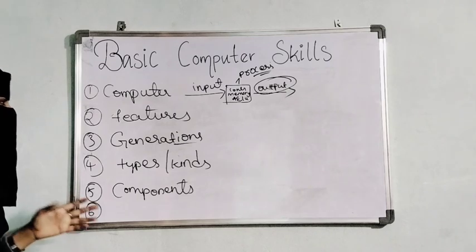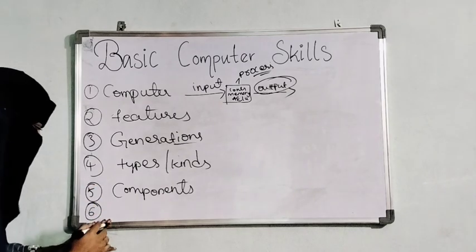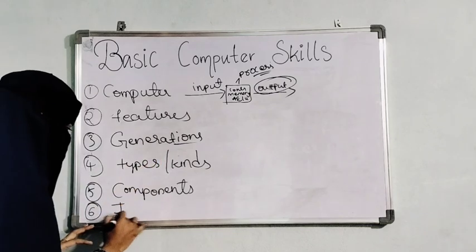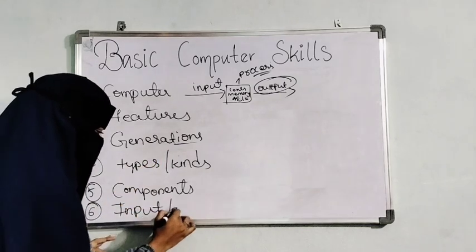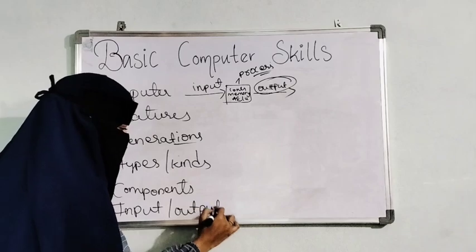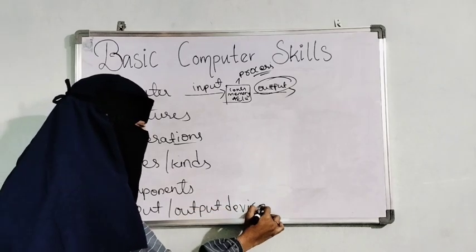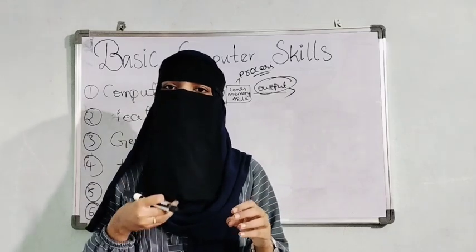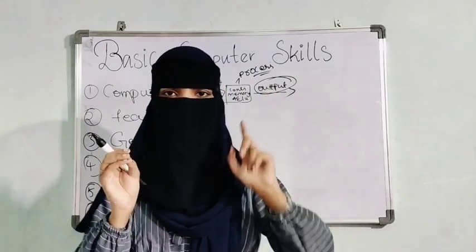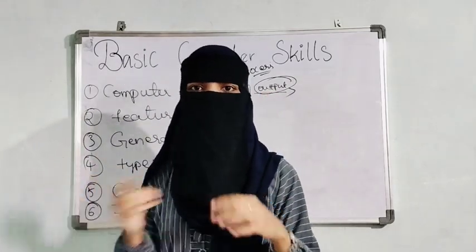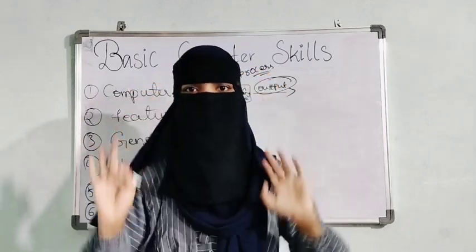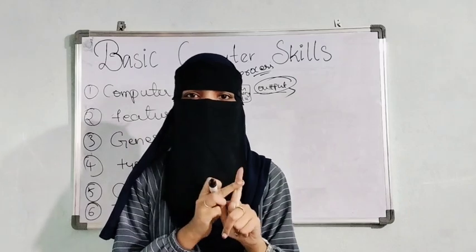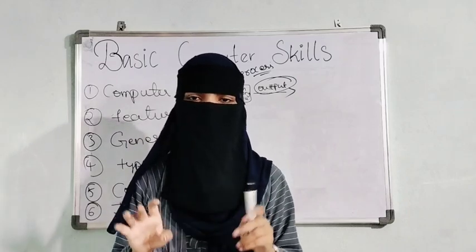Then what do you have? Types, generations, types, kinds. Then you have input, output. Already we have discussed, no, input devices, and now we will have output devices. Input devices are nothing but the devices which are used to give the input from us human beings to the computer. The main common input devices are keyboard and mouse.